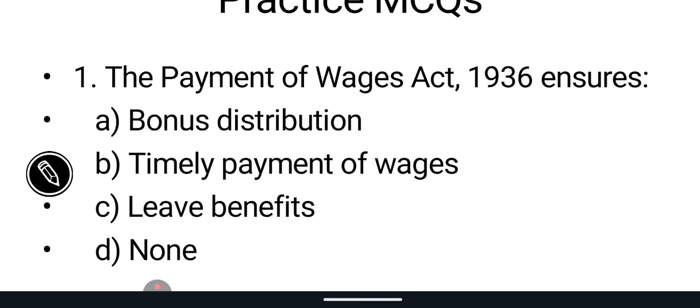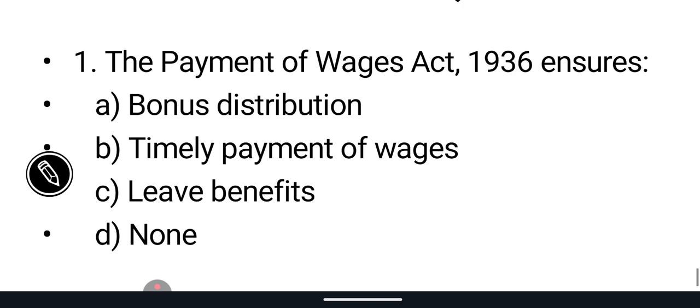Today I will not give you the answer for that. You need to give the answer in the comment section on your own, guys. So the question is: the Payment of Wages Act 1936 ensures bonus distribution, timely payment of wages, leave benefits, or option D, none. I'm not going to give you the answer this time. We have already studied this in previous slides.